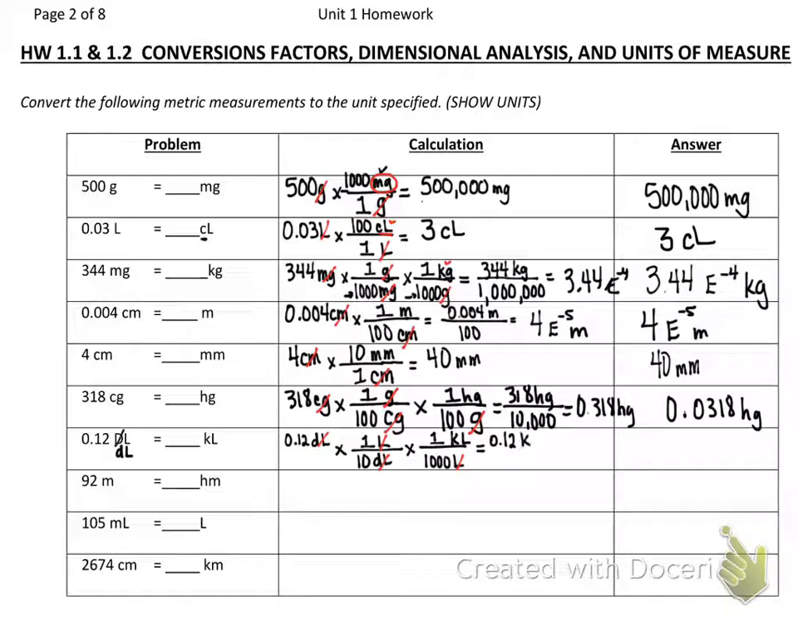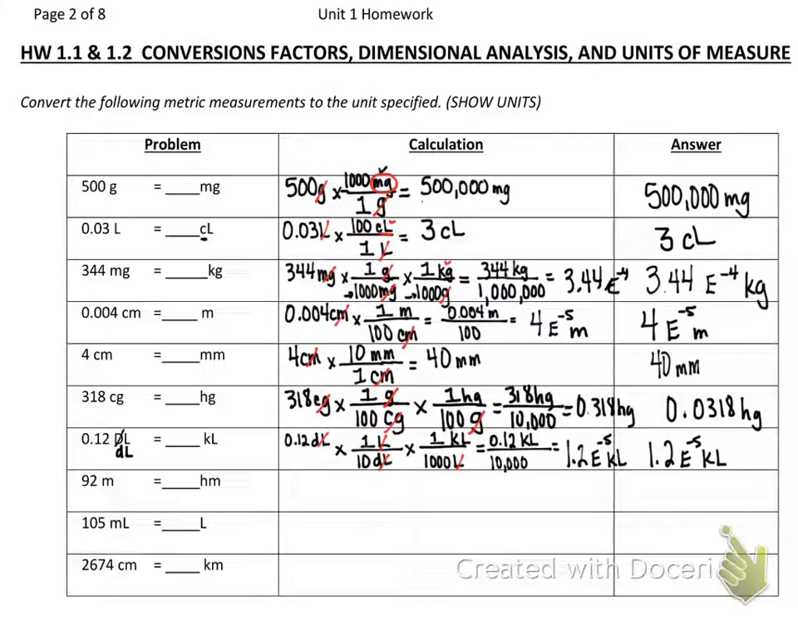And we have our unit, kiloliters. But then we also have to multiply our denominators. So we have 10 times 1,000, which is 10,000. So now we take our numerator, because it's a fraction, we have to take 0.12 and divide that by 10,000. And that's going to give us 1.2 e to the negative fifth kiloliters. You can have 1.2 e to the negative fifth kiloliters.